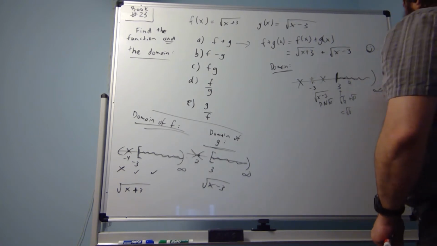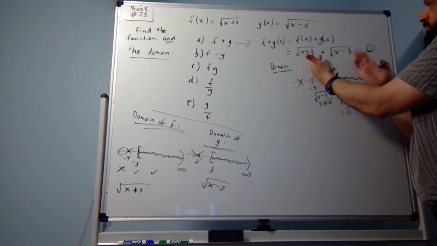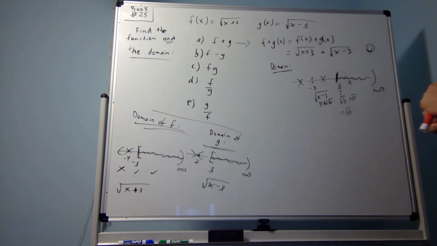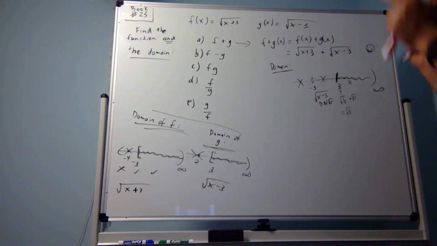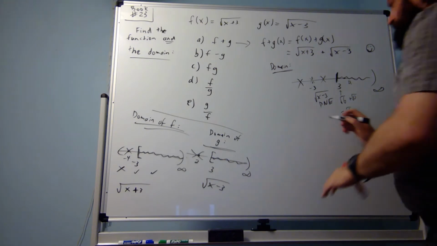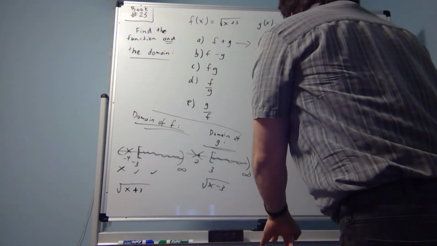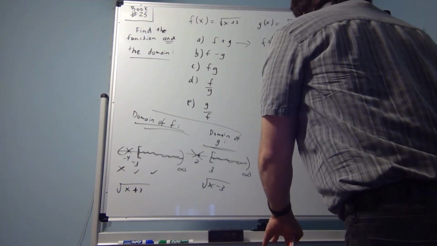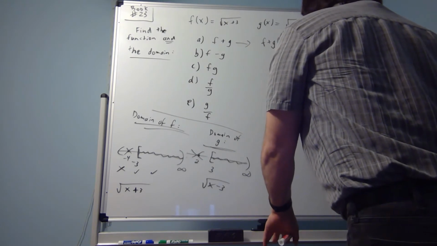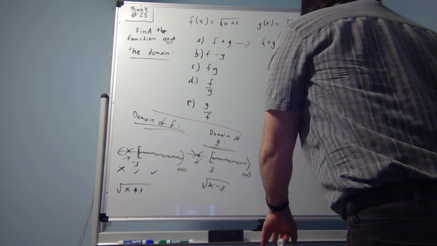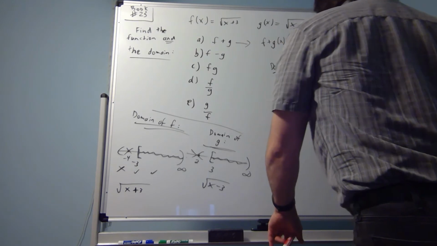Just where are all the places that we might have problems? You look at both of them individually, and then you look at the entire expression, and everything works out okay as soon as x is bigger than or equal to 3. So the domain starts at 3, goes all the way to infinity.